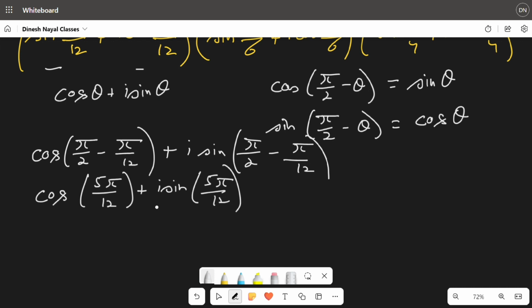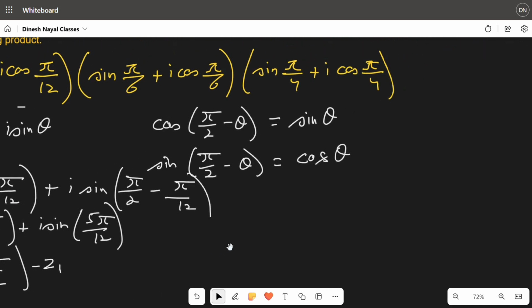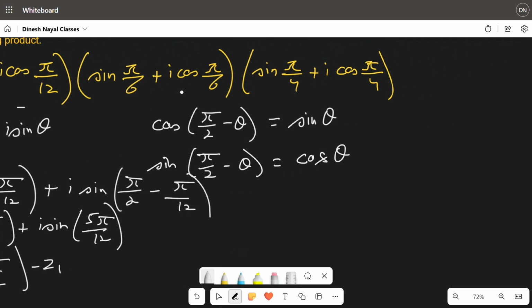Now, this is in the regular polar form, or you can write cis 5 pi by 12. So, this is the first complex number. You can write this as Z1. Now, let's talk about the other one. Similarly for this, again, this is sine and i cos, but we have to convert it to cos plus i sine form.